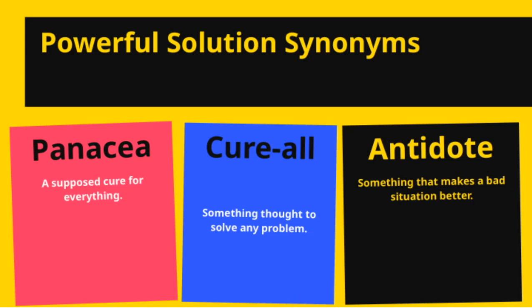So, here on this slide, we're talking about something that can make a bad situation better, which is often called an antidote. An antidote is like a remedy that directly counteracts a problem or a poison, helping to improve the situation quickly. Next, we have the word cure-all.